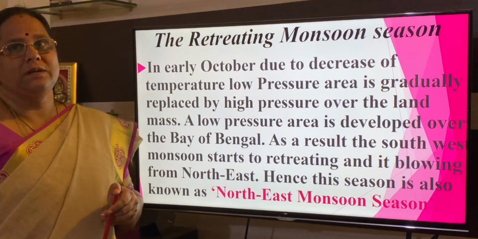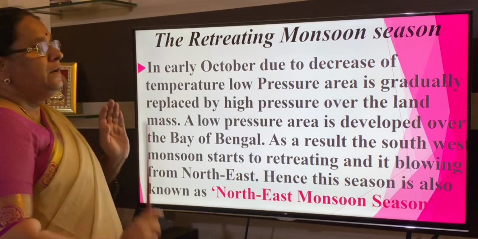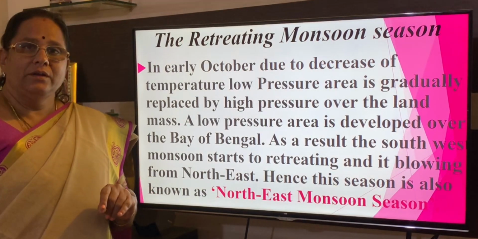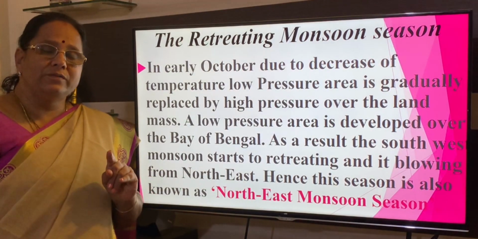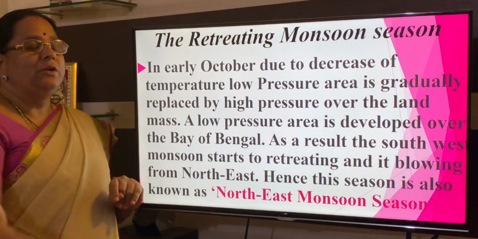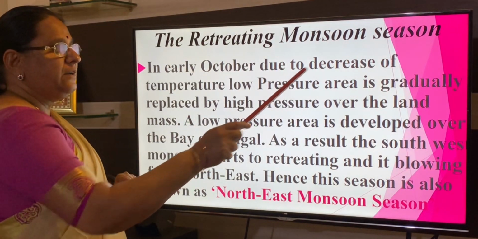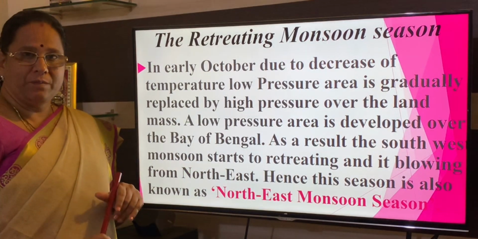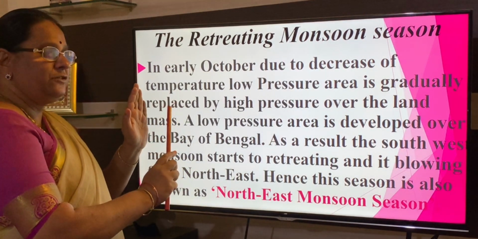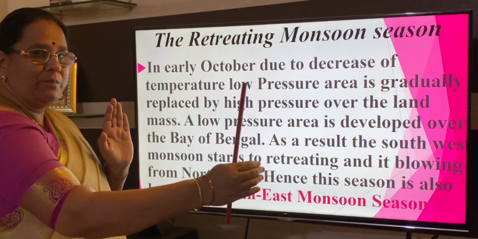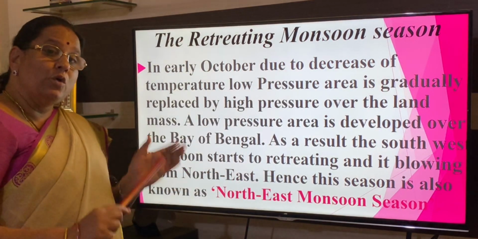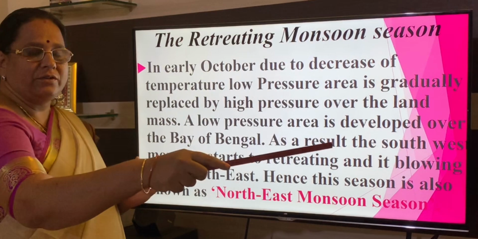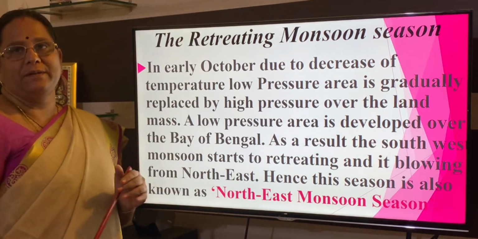Now we will learn about the retreating monsoon season. In early October, due to the decrease of temperature, the low pressure will be converted into high pressure. You remember, when I say high temperature, you will see low pressure. When I say low temperature, high pressure. Opposite. You should remember opposite.